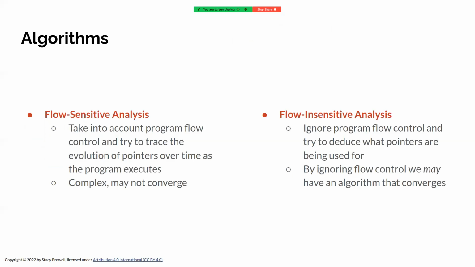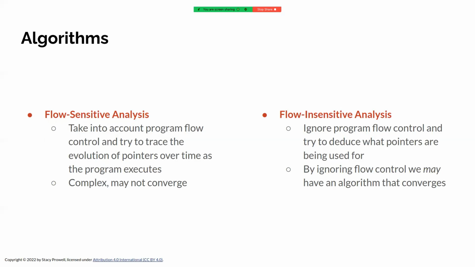Well, there are 2 different tactics that people have used. And the first one is flow sensitive analysis. And this is maybe the more obvious one. The idea is I'm going to look at my program and I'm going to trace the program flow, and I'm going to see how pointers evolve over time as the program executes. And that has some advantages. It's conceptually simple, but it has a disadvantage that it is also quite complex, and it might not converge, right?